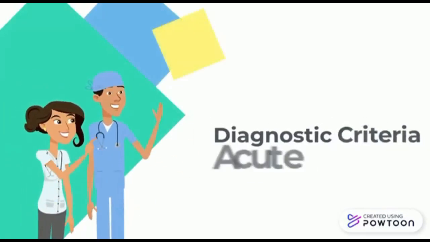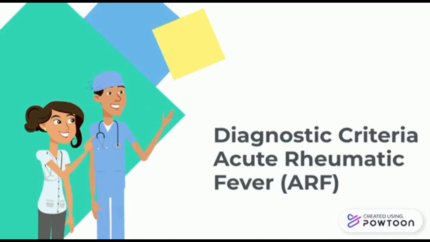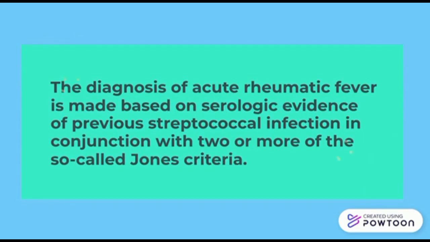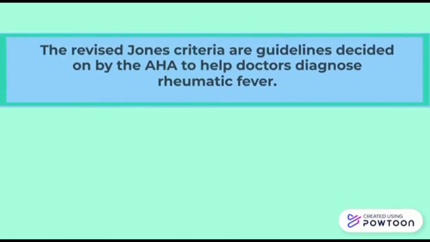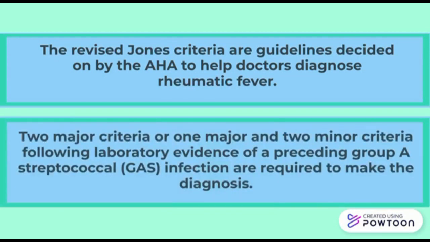Okay, so now let's move on to the diagnostic criteria of acute rheumatic fever. The diagnosis of acute rheumatic fever is made based on serologic evidence of previous streptococcal infection in conjunction with two or more of the so-called Jones criteria. The revised Jones criteria are guidelines decided on by the American Heart Association to help doctors diagnose rheumatic fever. Two major criteria, or one major and two minor criteria, following lab evidence of a preceding group A streptococcal infection are required in order to make the diagnosis.